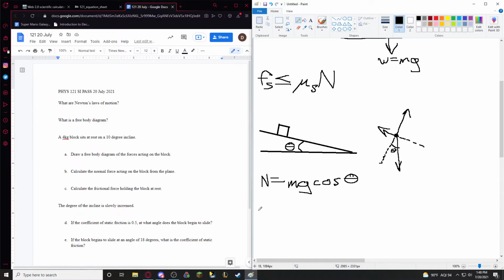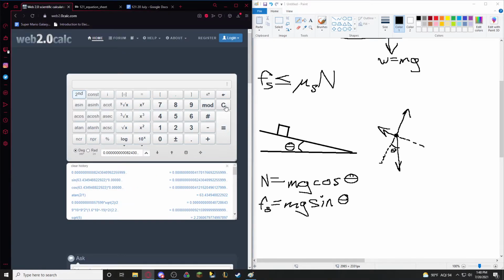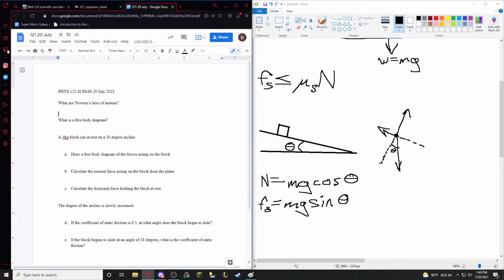And then our frictional force, Fs, is going to be mg sine of theta. Right? I think you might have had cosine and sine mixed up here. Yeah, I did them reversed. Yeah. So then all we need to do is plug these in.